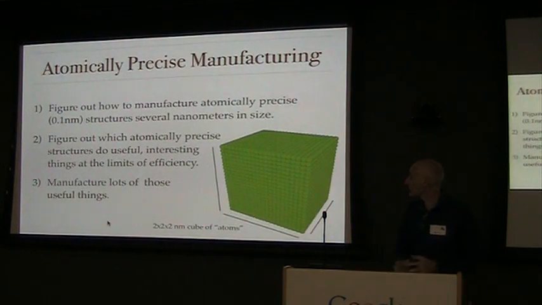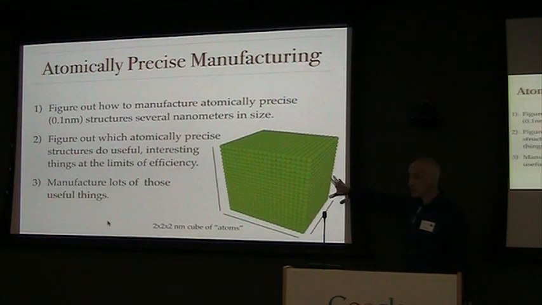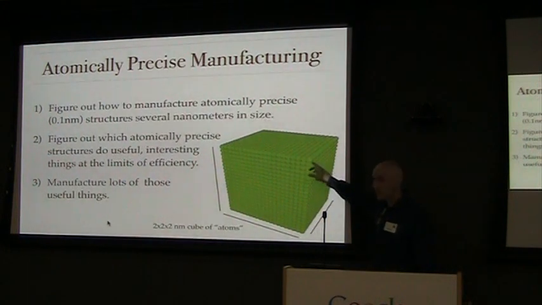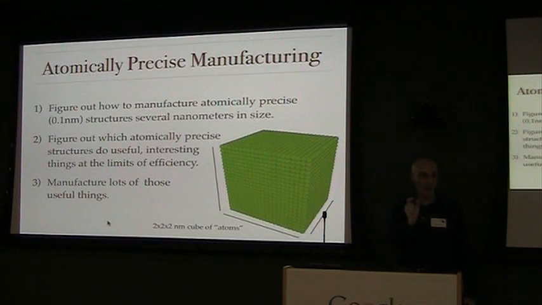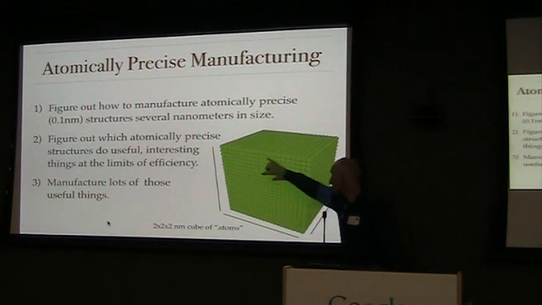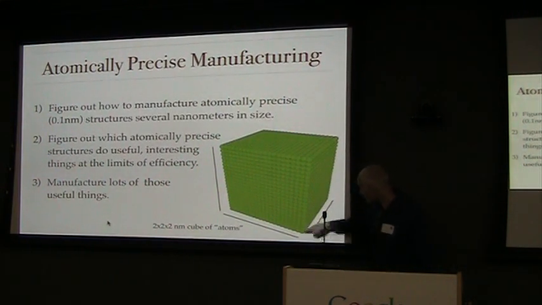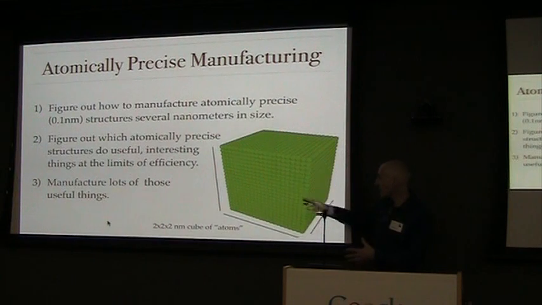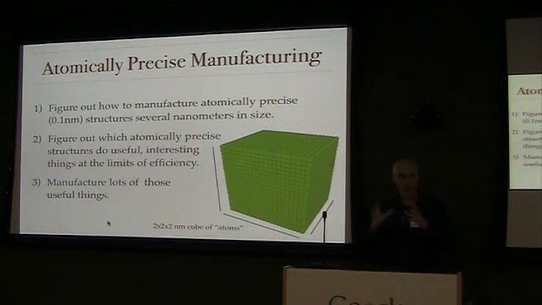And so what sort of scale am I talking about? Well, this is something I just threw together in Google SketchUp this morning. Basically, this is where I think things start to get interesting. Each one of these little balls represents an atom. An atom is about 0.1 nanometer across. A nanometer is 10 to the minus 9th meters. And if you stack 20 in this direction, 20 in that direction, 20 down, that is a 2 nanometer by 2 nanometer by 2 nanometer cube.